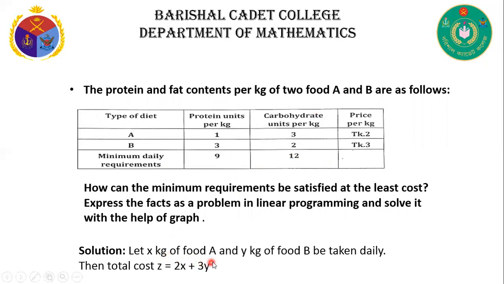Let x kg of food A and y kg of food B be taken daily. So the total cost Z is equal to 2x plus 3y. This is our objective function here, 2x plus 3y. Now the first condition is x plus 3y less than or equal to 9, and the second condition is 3x plus 2y less than or equal to 12.